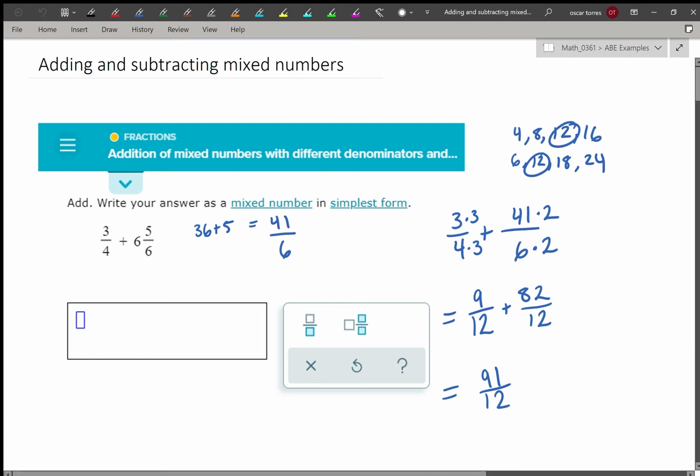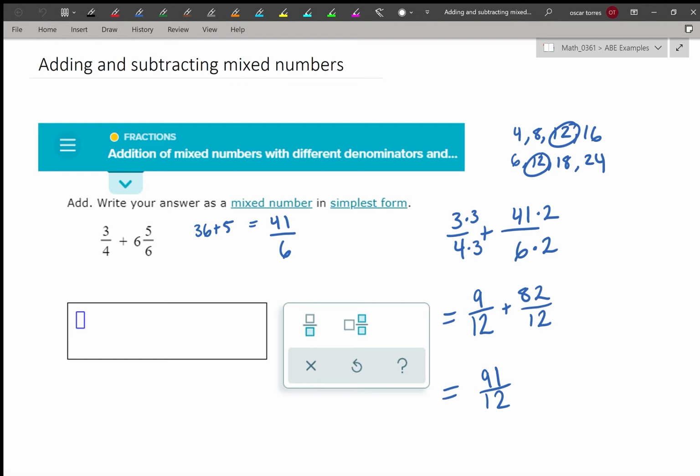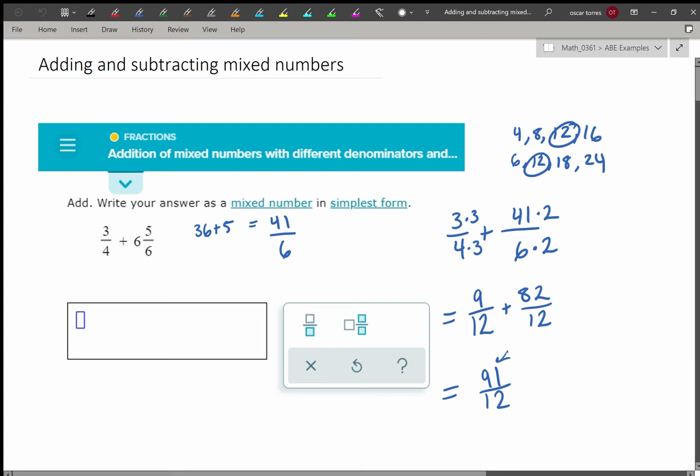If we tried multiplying 12 times 8, that would give us 96, which goes past this 91. So we're going to go with the 7. 12 goes into 91 7 entire times. So what is 12 times 7?